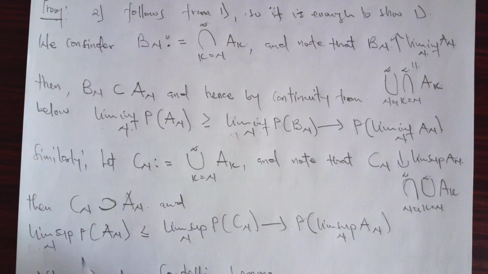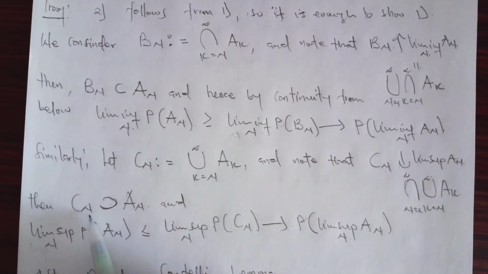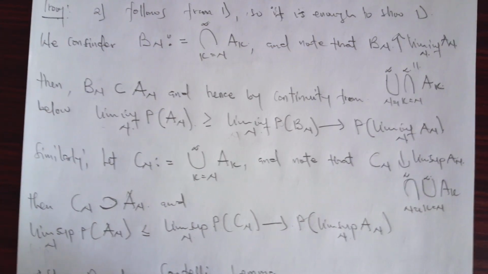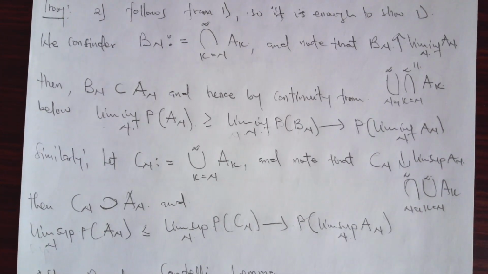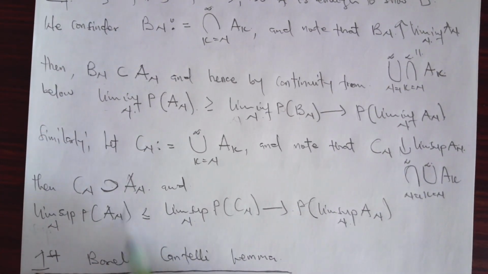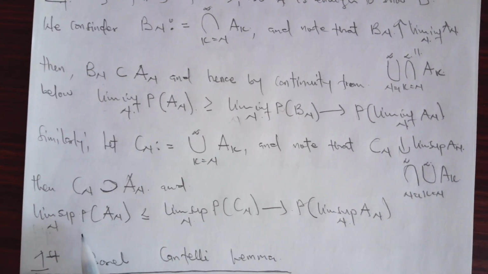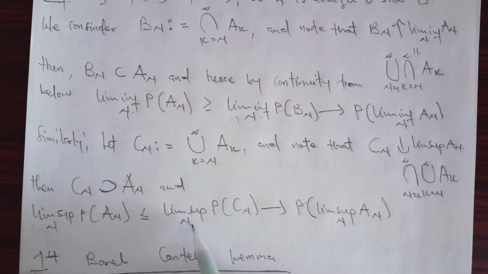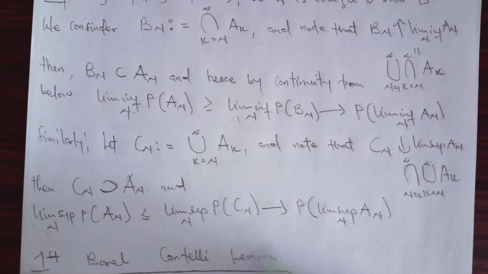Then realize that Cn is a superset of An, because if you intersect the countable union, it shrinks it. So Cn is a superset of An. If you apply the probability to it, the probability of An will be less or equal to the probability of Cn, and you take the lim sup through. You have the lim sup of the probability of An less or equal to the lim sup of the probability of Cn.